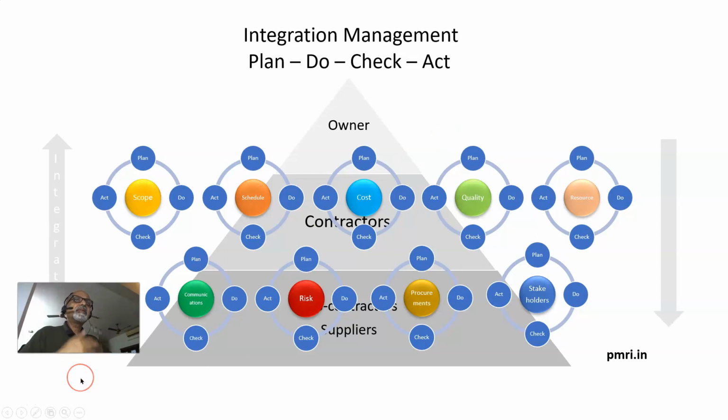So very often we think that project planning is nothing but the scheduling part. That is not the case. Schedule is only one part of the plan. We must plan for the scope, we must plan for the schedule, we must plan for the cost, we must plan for quality, we must plan for resources, we must plan for communications, we must plan for risks, we must plan for procurements, and we must plan for stakeholder management as well.